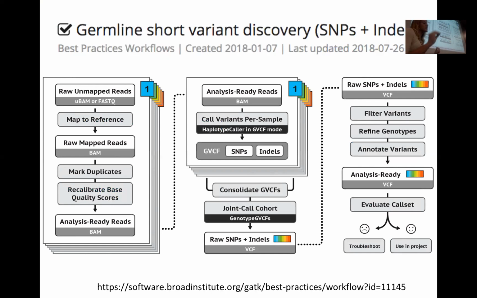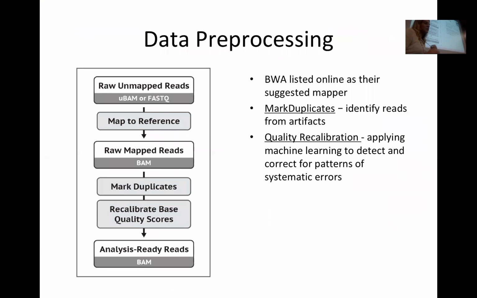And so it's kind of the most vanilla of their workflows. The first thing you do is data pre-processing. And we've already seen a little bit of this, in the sense that we've gotten to the point of trimming and mapping to the reference. They do list BWA as still one of their preferred mappers, so that's great.